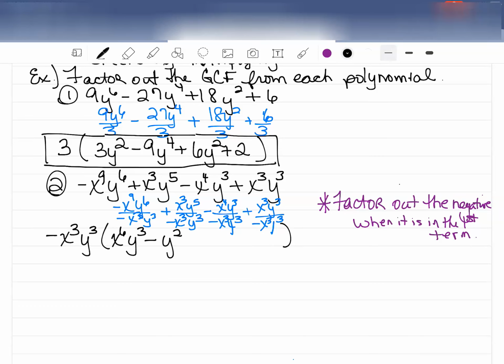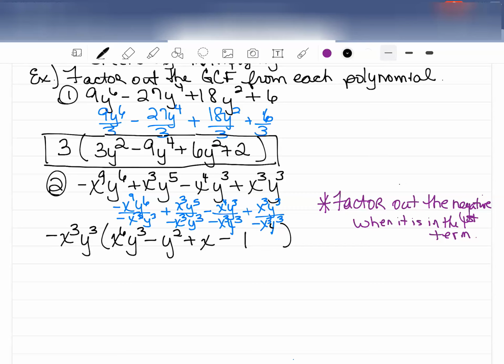A negative over a negative is going to give me a positive. An x to the 4 over x cubed, 4 minus 3 is 1, so that's going to leave me with 1x. A y cubed over a y cubed means my y's are gone. Then I'm going to have a positive divided by a negative to give me a negative. An x cubed over x cubed, those x's are gone. Y cubed over y cubed, those y's are gone. I have to leave something back there to hold its place, and I'm going to leave back a 1.